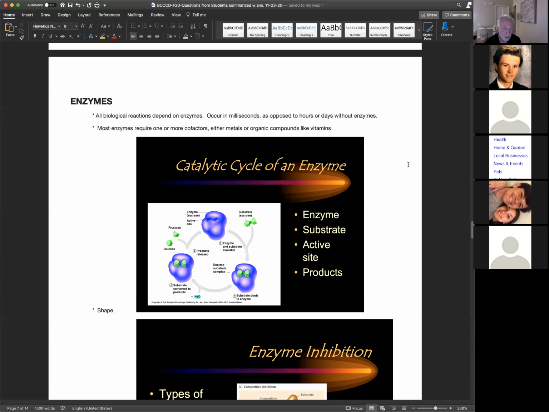Other questions were about cofactors. Most enzymes require one or more cofactors, and these are either metals or organic compounds like vitamins.